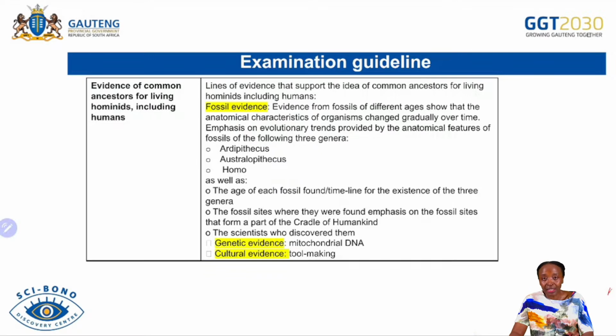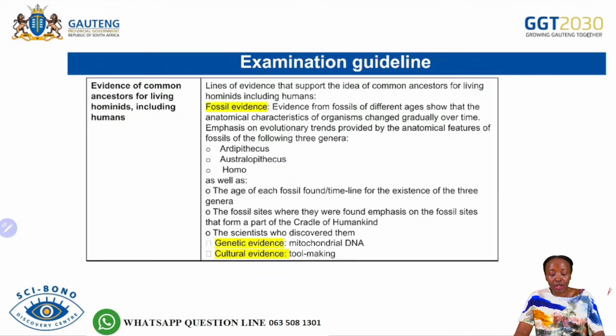So we've already done some of the things here under phylogenetic trees and the characteristics and the differences between the apes and the humans. So now what we are going to look at is the evidence that is out there which still supports human evolution. So according to the exam guideline, which we always refer to as our Bible because everything that you need to know for the end of the year is in this booklet.